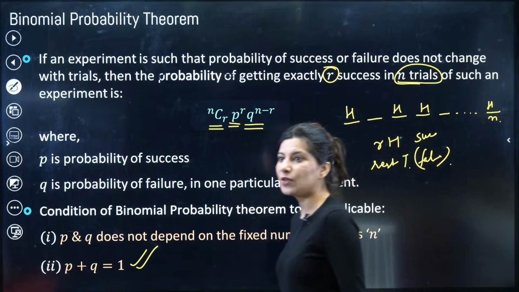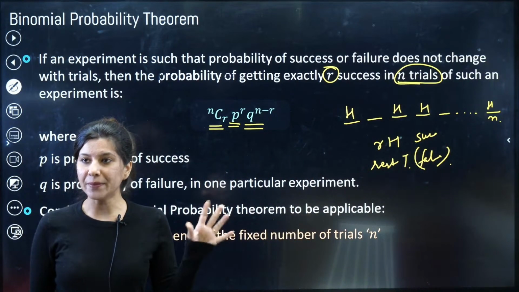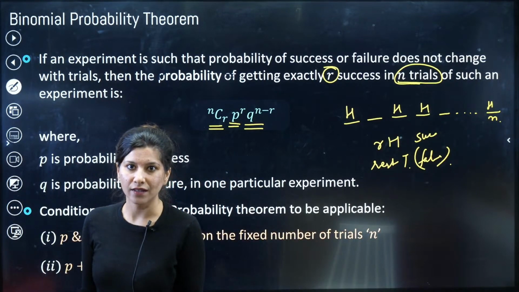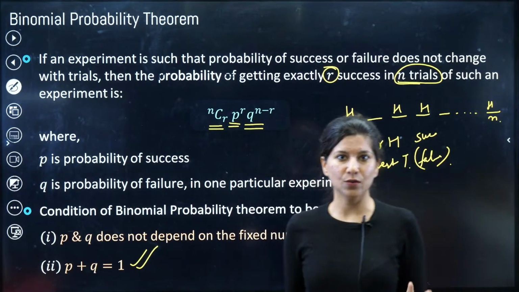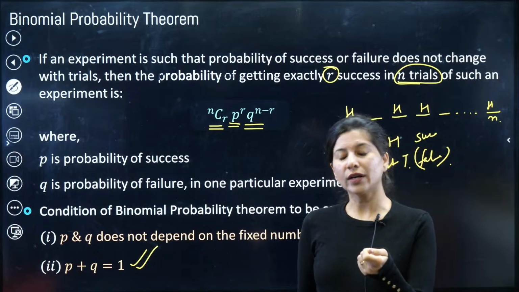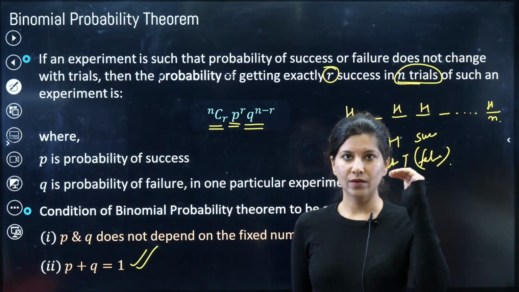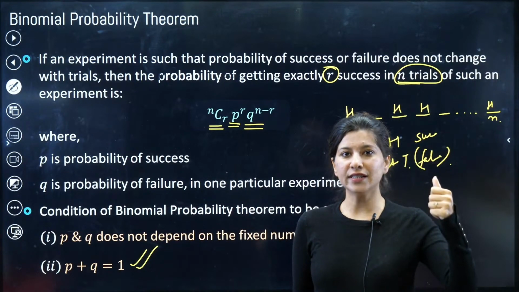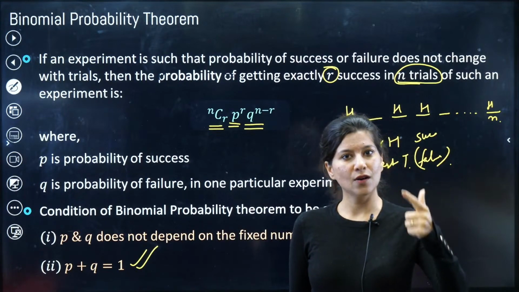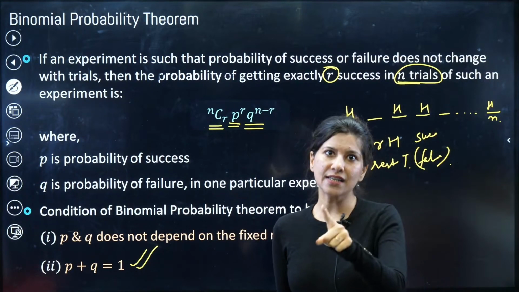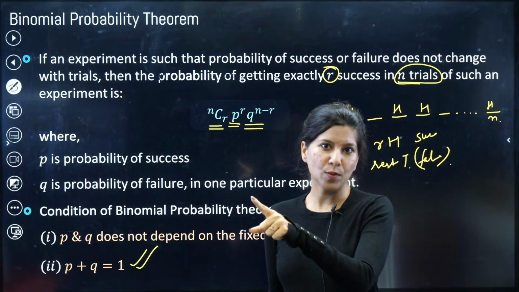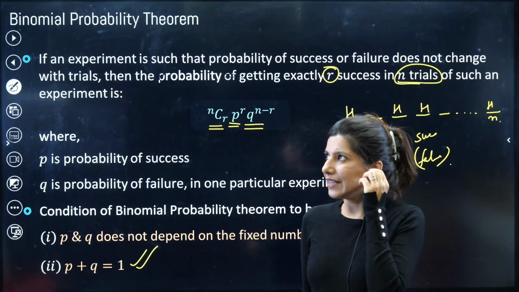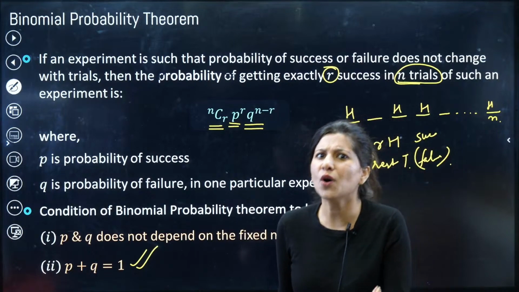In this case, the probability of success and the probability of failure do not depend upon how many times you are throwing. Suppose, starting from the beginning, I have a coin and I will toss it. Head means success, and success means half probability. And failure is tail. So failure probability will be half.